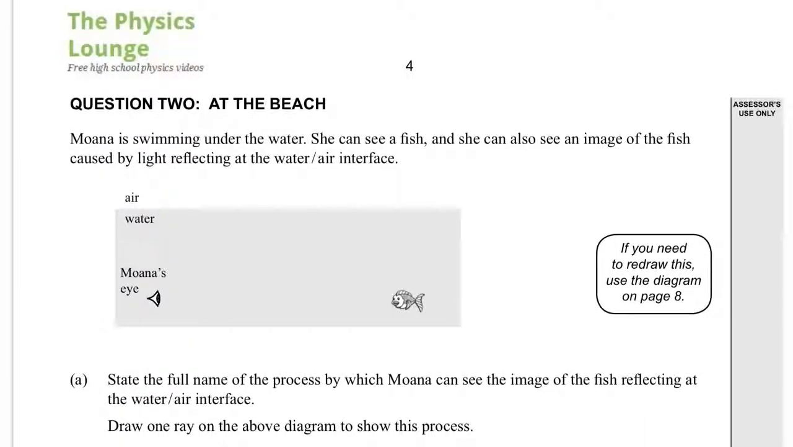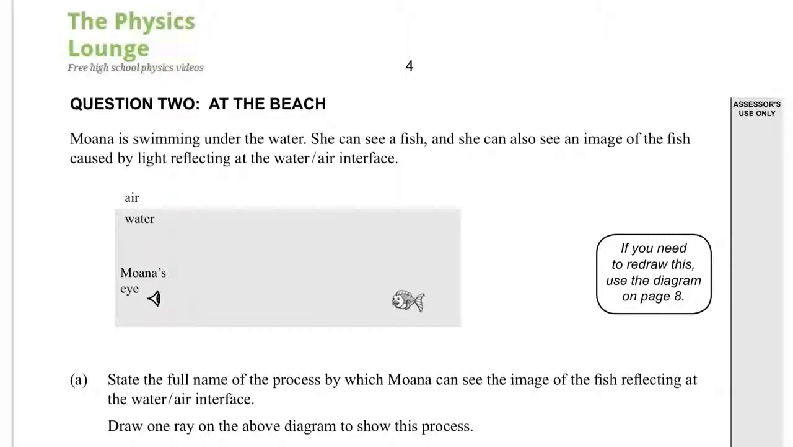2014 Waves Level 2, Question 2. And we're at the beach. Moana is swimming under the water. She can see a fish, and she can also see the image of the fish caused by light reflecting at the water-air interface. So that's some light that's bouncing up here and reflecting down there. So she can see it directly and see the reflection.